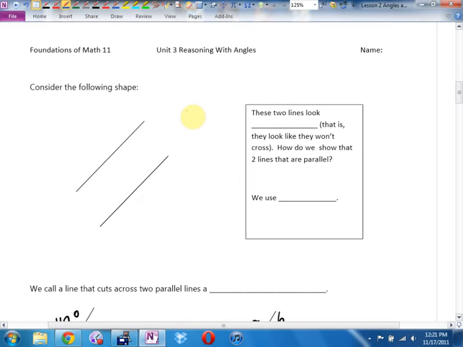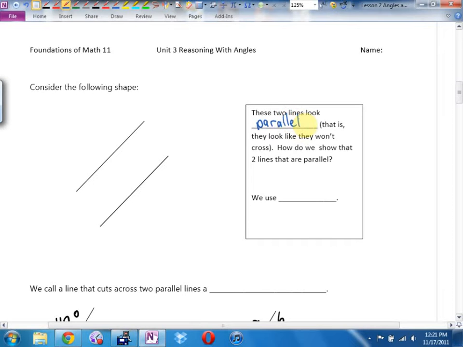Consider the following shape. 2 lines. And I wrote in the little box here, these 2 lines look blank. That is, they look like they won't cross. What's the fancy word in math for won't cross? Marcus. These lines look parallel. P-A-R-A-L-L-E-L, which from now on we'll abbreviate as para.